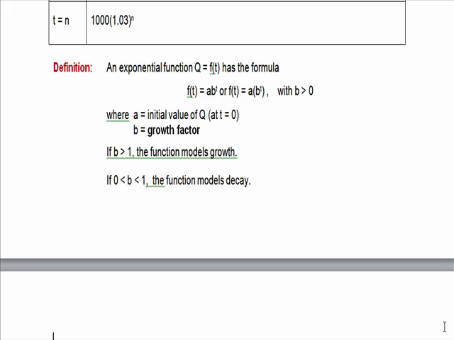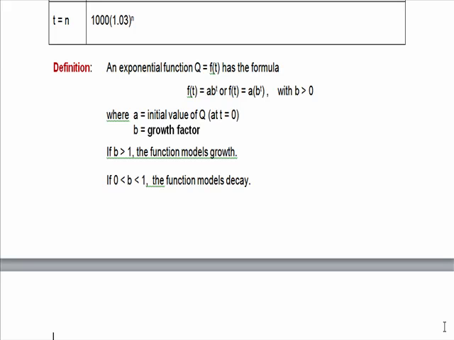So by definition, an exponential function q equals f(t) has the formula f(t) equals a times b to the t, or we could rewrite it as a times the quantity b to the t, with b greater than 0. So b will always be a positive number, so where we put the t or how we put the t isn't going to be critical to us. And in our formula, a is going to be the initial value. Yes, it will be the y-intercept as we're looking at things of this form. So the value at t equals 0.